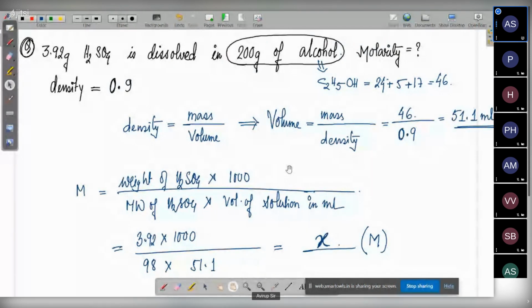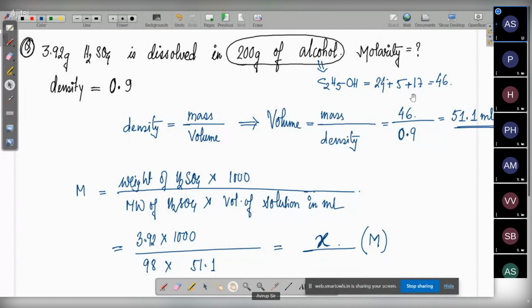How do you calculate that? That is calculated by using the relation density is equal to mass by volume. This is a relation that will be used in this case. And thus volume is equal to mass by density. Density equal to mass by volume, so therefore volume will be equal to mass by density.